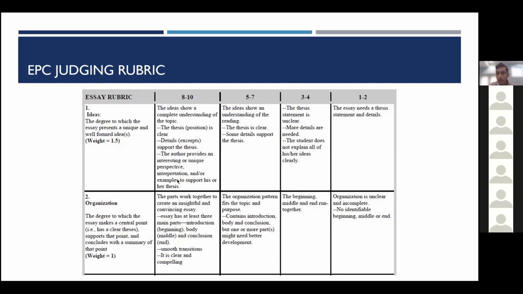But the second part is, just like I mentioned, organization, right? As you can see here, essay has at least 3 main parts: introduction, body, and conclusion, right? So once again, it's really important, and the judges are going to be looking for this when you guys submit your essays. Do you have an introduction? Do you have a body? And do you have a conclusion? And we're going to go into a little more detail of what each one of these is, but keep in mind that it's important to be organized in that fashion and keep it in that order.